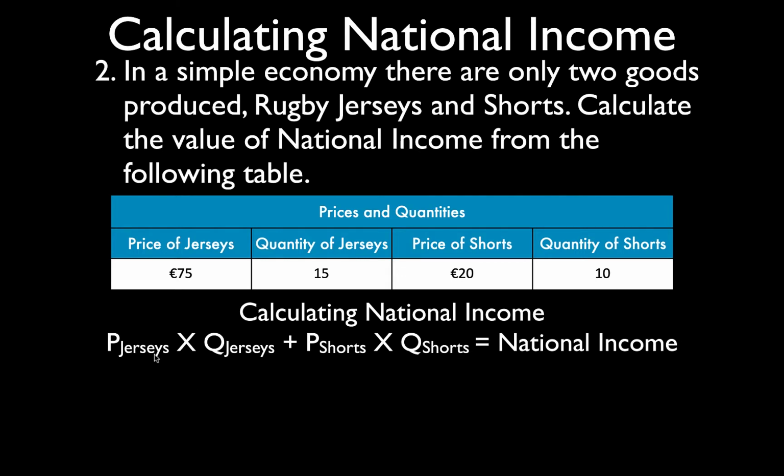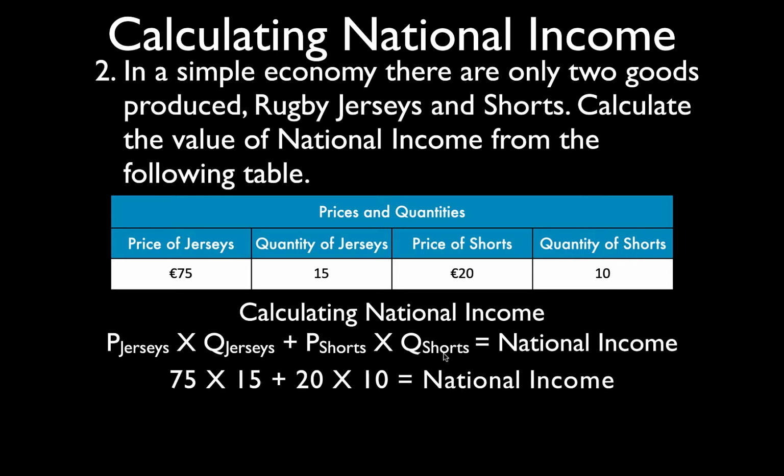It's the price of one good times the quantity that was produced, plus the price of another good times the quantity that was produced. And depending on how many goods were produced in the economy, in this case 2, but let's say it was 30,000, you do that 30,000 times. Now let's just look at this for a second.